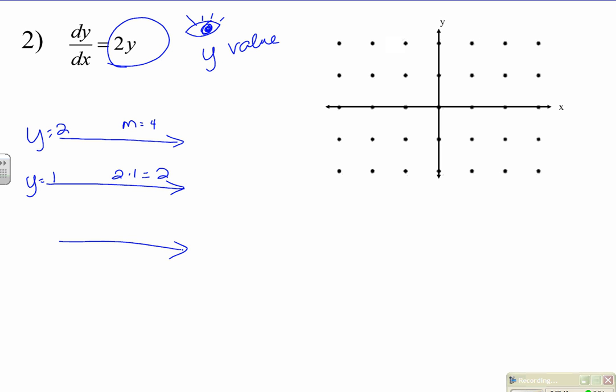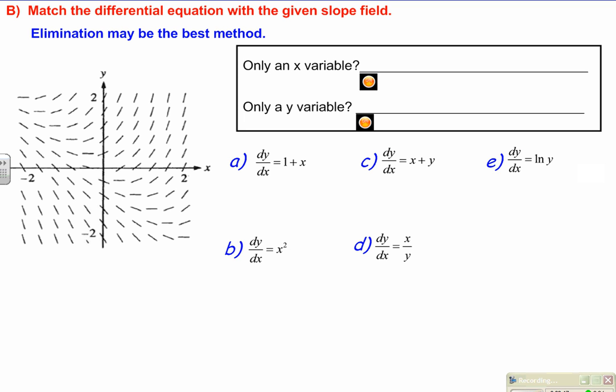Okay, now if you would flip back, this is a second type of AP question: match the differential equation with the given slope field. Of course, this would be in the multiple choice section. Elimination might be our best method, especially when working with these multiple choices, because you can make some very educated eliminations.